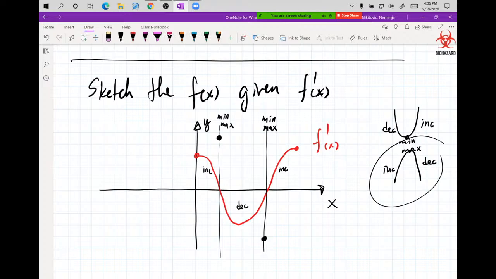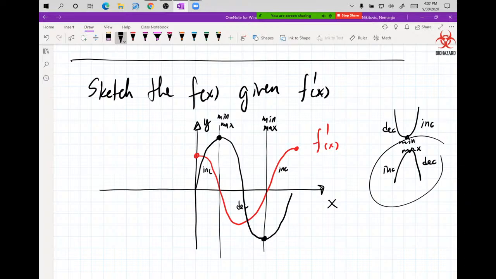And now I don't need these lines anymore. Now, what else do I know? Well, I see that I have a min and max, and I know that I need to connect these two with a line like this, because this is a decrease here. And then I have to show increase on this side, and I have to show increase on this side.